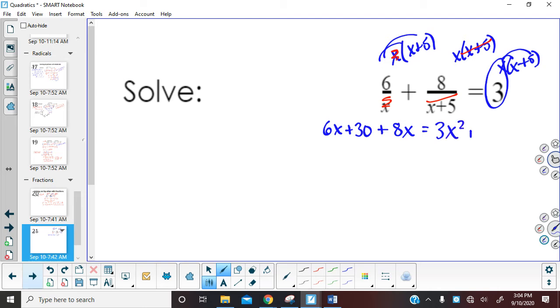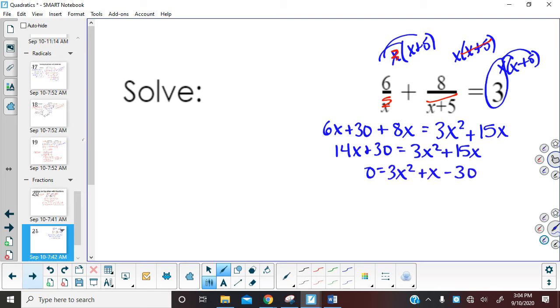So it becomes 3x squared plus 15x. Again, I can go ahead and combine my like terms. So I have 14x on the left. And then I can move those to get it equal to 0. So I'm going to have 0 equals 3x squared plus x minus 30.